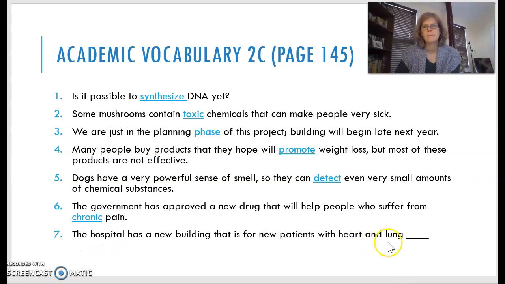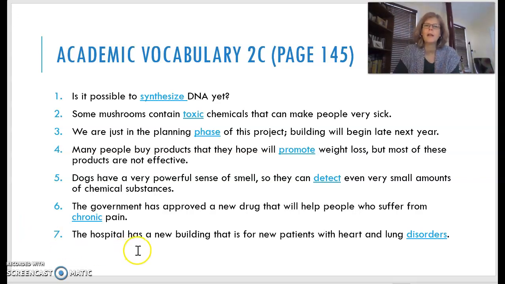Number 7, I see that the hospital has a new building. It's for new patients with heart and lung something. I need a noun here. Talking about patients with heart problems or lung problems. What's a word that I could use to talk about patients? If you use the word disorder, that would work. They have a heart condition or a heart disorder. That works well here for number 7.